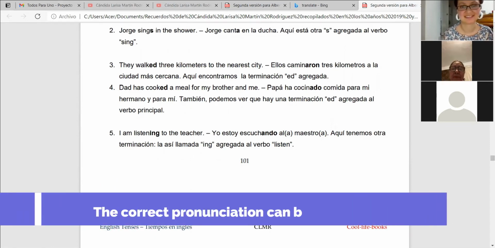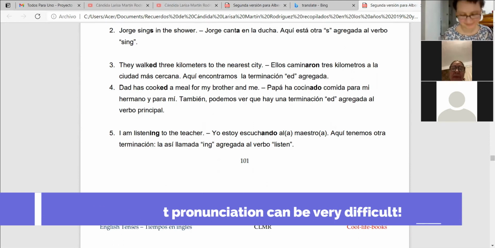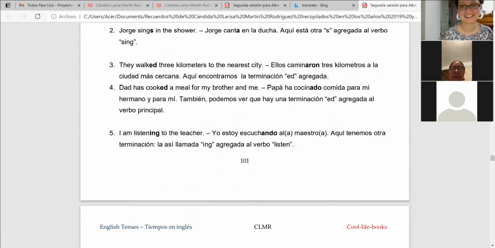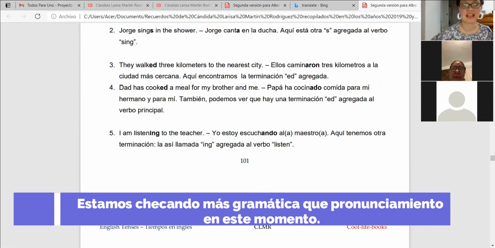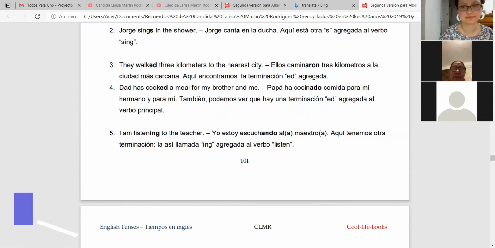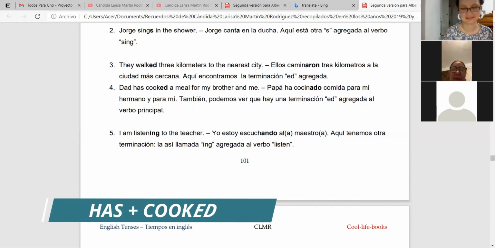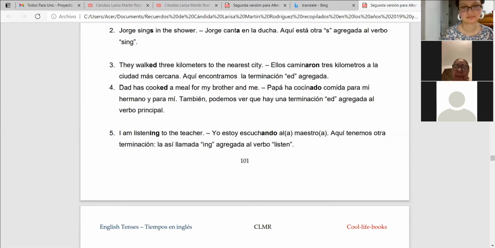Number 3, Miguel? They walked 5 kilometers to the nearest city. Very good. And here we have the ending ed added. Number 4, Carmen? Dad has cooked a meal for my brother and me. Papá ha cocinado comida para mi hermano y para mí. Also, we can see an ed ending added to the main verb.